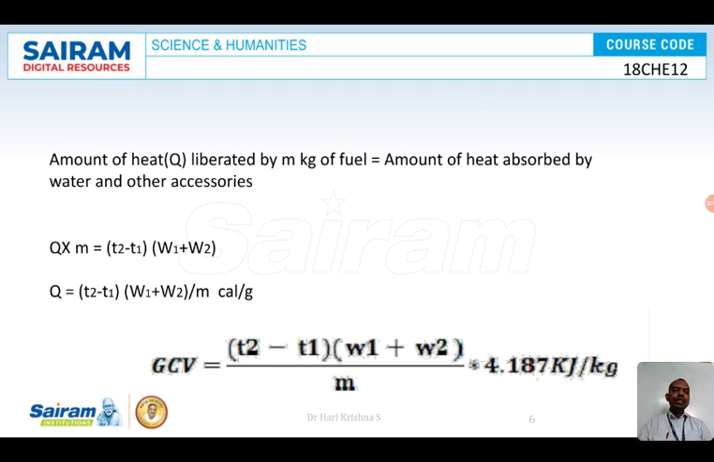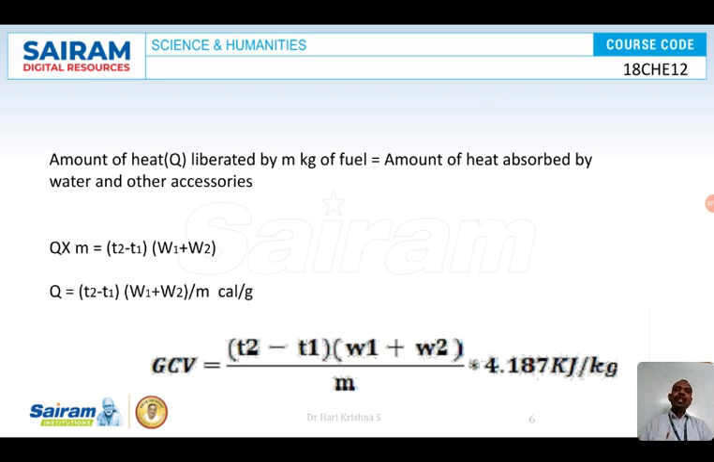So what are the other accessories? The other accessories are the calorimeter. You know that the calorimeter is made up of copper. It's a very good conductor. It will absorb the heat, right? And the stirrer and thermometer, we're going to take even that into consideration. So the amount of heat liberated is represented by Q, and the mass of fuel, m kg, is represented by M.